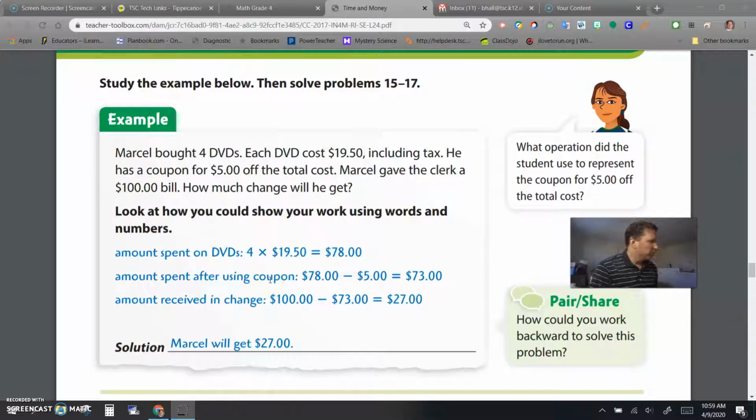Alright, so now we are doing the guided practice. We're going to go over the example problems. Then I want you to hit pause and do questions 15, 16, 17 on your own. Then hit unpause and we'll go through how to do them.